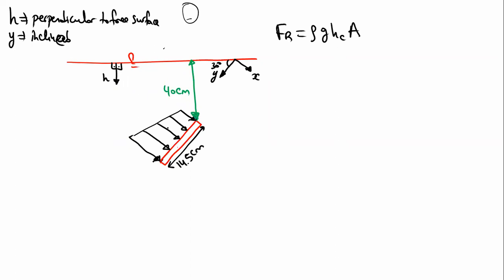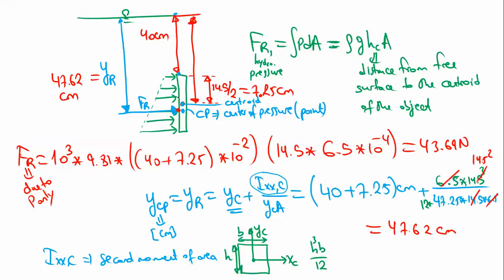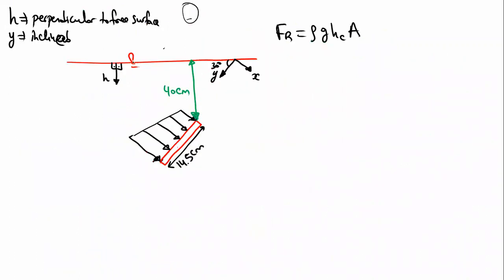But for the first case, when the plane is vertical, y and h are the same, because it is in the vertical direction. But for this case, you will have h and y that are very different from each other. Okay, now let's solve it.